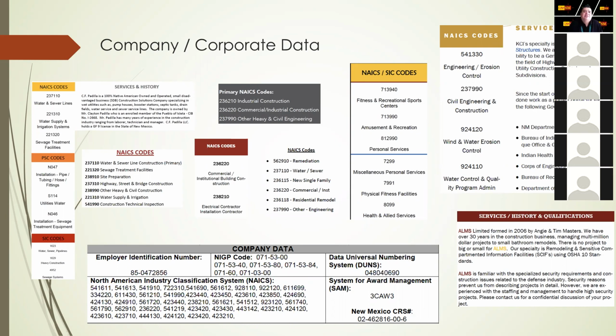Another important piece of information that government buyers are looking for are your DUNS numbers. This is your 9-digit number that you use to register in the System for Award Management database.